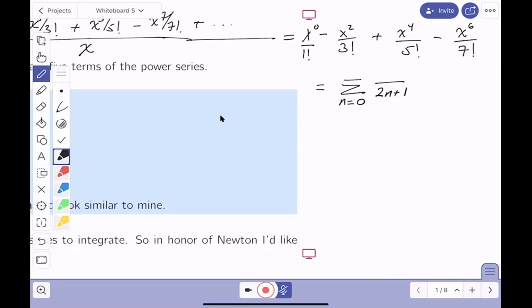The top is alternating, so I'm going to say minus 1 to the n. And then I've got x to powers. And what's that going to be? It looks like 2n, and this goes off to infinity. I'm going to say this converges for all x except 0. So x can be any real number, but x can't be 0.